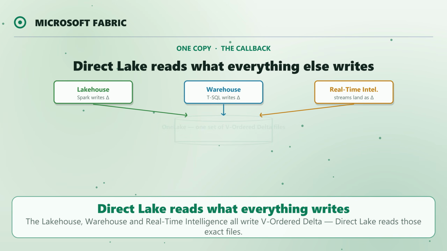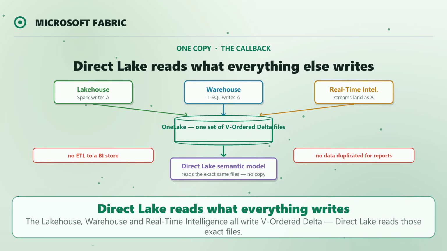This is the callback I've been building toward all series, and it's the reason Fabric hangs together. Think about everything that writes data in Fabric. The Lakehouse: Spark writes Delta tables. The Warehouse: T-SQL writes Delta tables. Real-Time Intelligence: your streams land as Delta too. And every one of them writes that data in the same V-Ordered Delta format, into the same place, OneLake. One set of files.